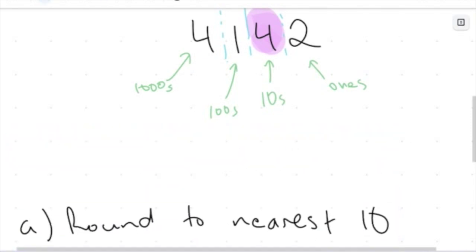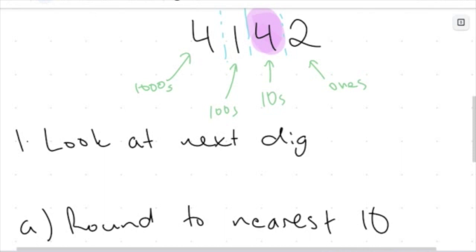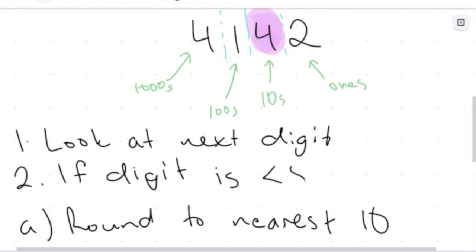So we can say, we first look at the next digit. If I'm rounding to the nearest 10, we're going to look at the digit to the right of it. So this 2. And then we're going to consider the value of that. So if my digit is less than 5, this little symbol just means less than. We'll talk about that a lot more. We're going to round down.